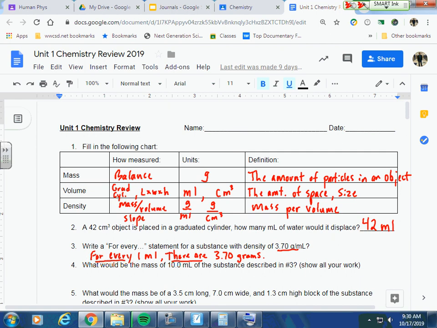All right, and then number 4. So if we know that there are 3.70 grams in 1 milliliter, how many grams are there in 10 of them? Just multiply by 10, right? If that doesn't make sense, just thinking about it logically, remember we do have this density pyramid, or sometimes you just see it as a circle, but it looks like this: mass on top, density and volume on the bottom.